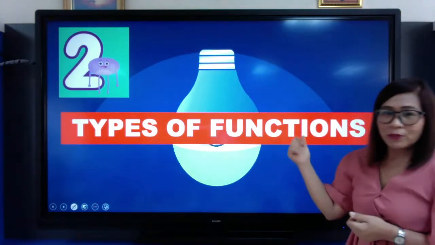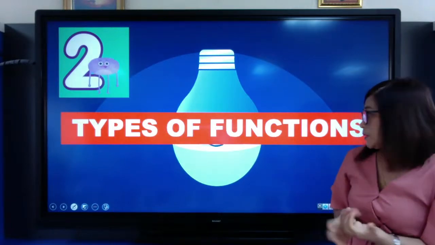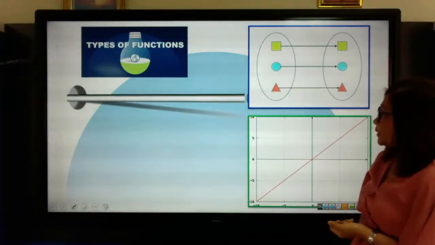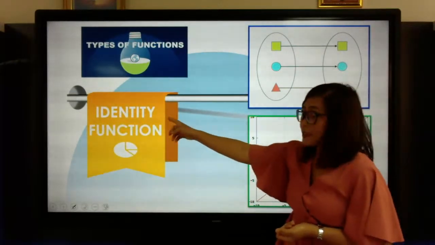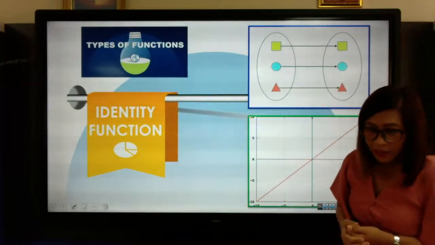Okay? Next, we proceed to the types of functions. There are many types of functions, and we name these functions. The first one, okay, we have this one here. The name is identity function. What is an identity function? You look at the graph.